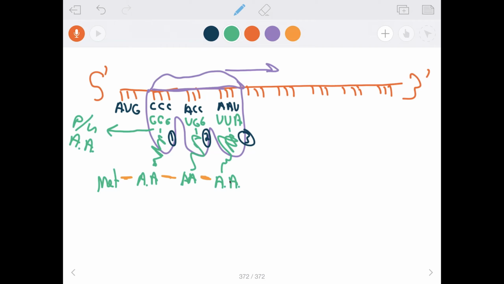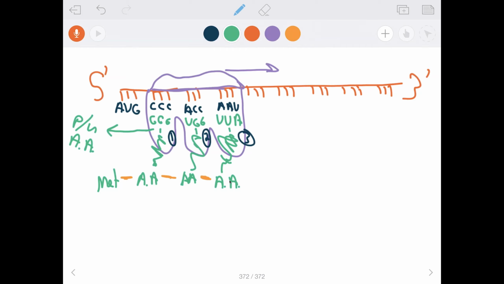It's reused. So as this thing shifts, this first one gets booted. The second one moves into position 1. The third one moves into position 2. And then a new one will move into position 3. So you can see how everything moves over one spot every time the ribosome reads the next codon.